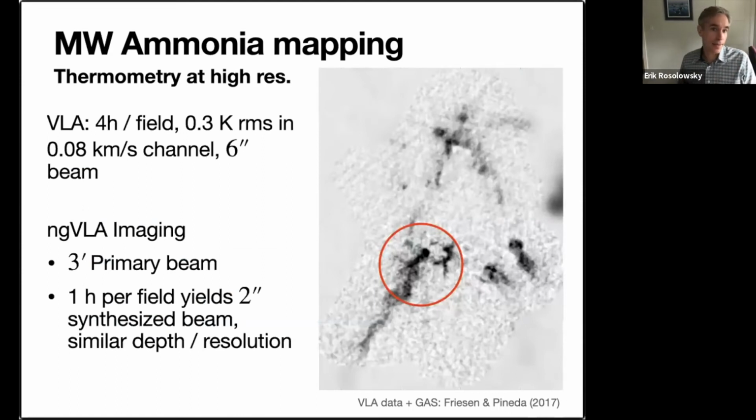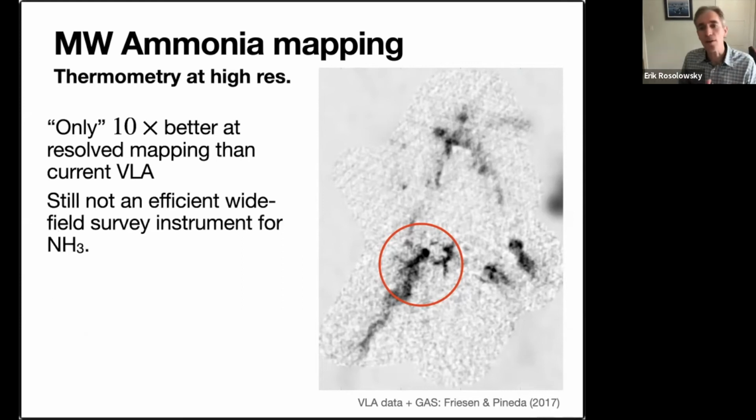When we think about this in the context of the ngVLA, we take one of these fields, which took about 4 hours all in at the VLA to get the observations that I just showed you. The ngVLA is going to have the primary beam sort of depicted by this red circle here, and it'll be kind of an hour per field, down from 4, to get down to higher resolution data. And that's the thing when you look at the ngVLA is that it's better, and it's going to be really good for a lot of this thermal science, but it's only an order of magnitude better.